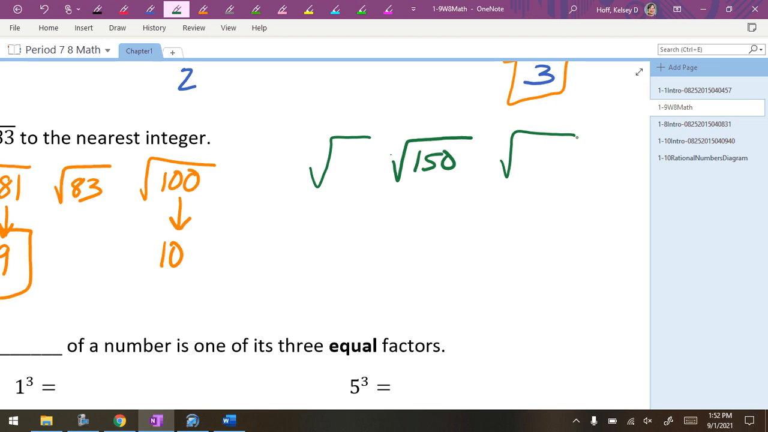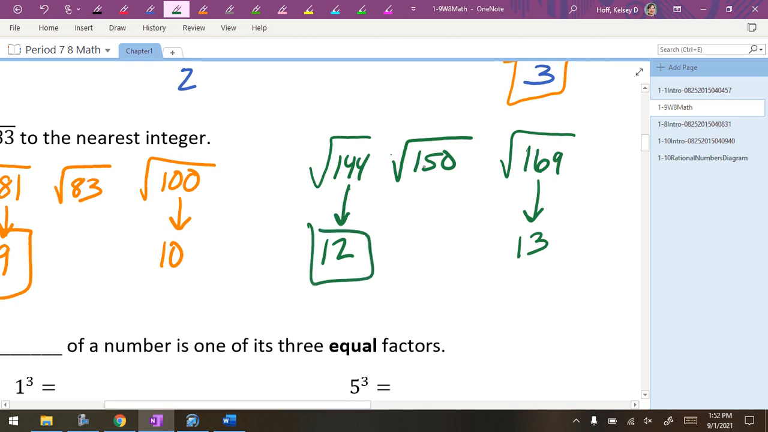What square root's just smaller than 150? 144, which is calculated from what number? 12. Which one's just a little bit bigger? 169, which really is 13. All right. 12 or 13? 12. It's only 6 away there versus 19 away. Awesome job.